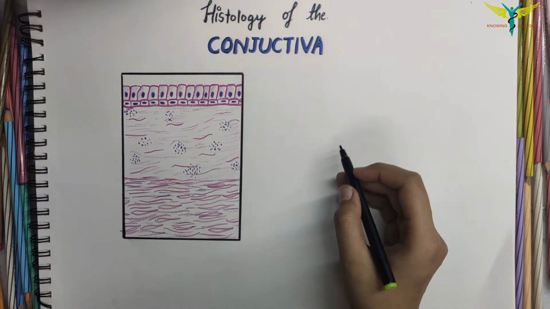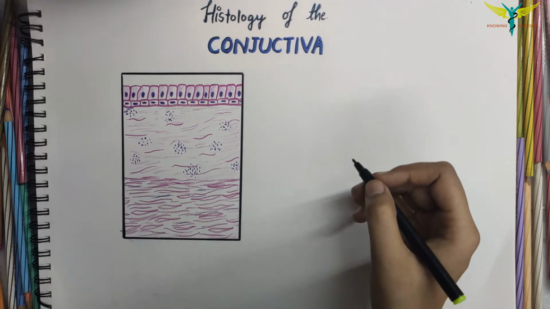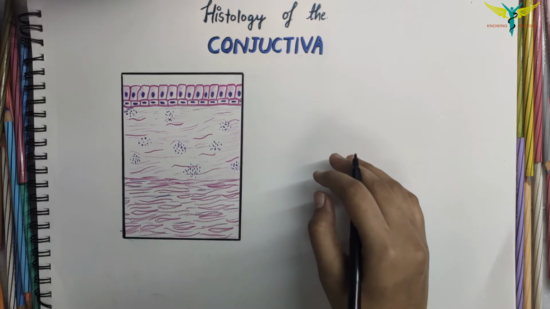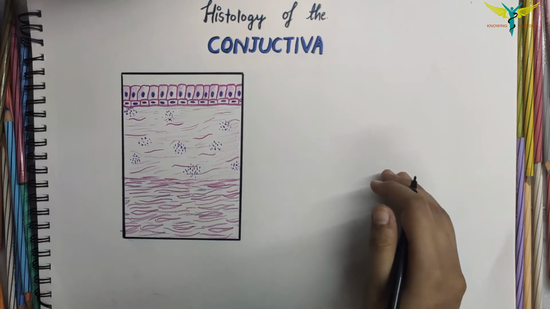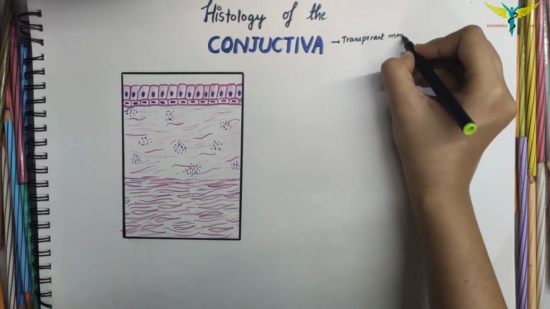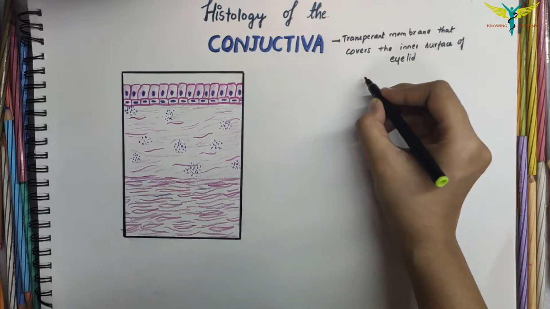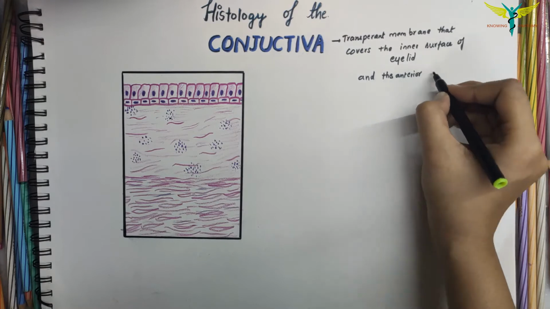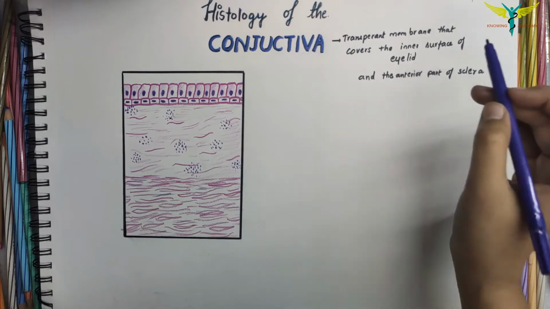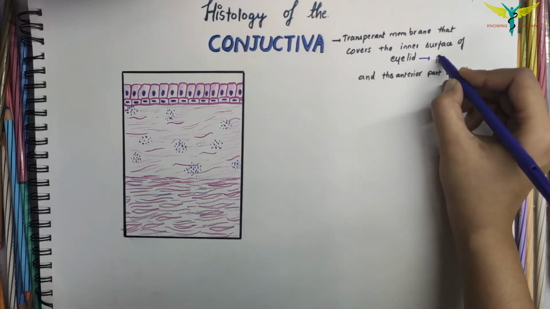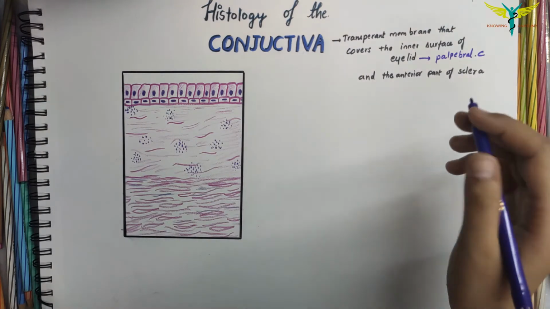Histology of the conjunctiva. The conjunctiva is a thin transparent membrane that covers the inner surface of the eyelid, that is the palpebral conjunctiva, and the anterior part of the sclera, that is the ocular conjunctiva. The inner surface of the eyelid is covered by the palpebral conjunctiva, and the anterior part of the sclera is covered by the ocular conjunctiva.